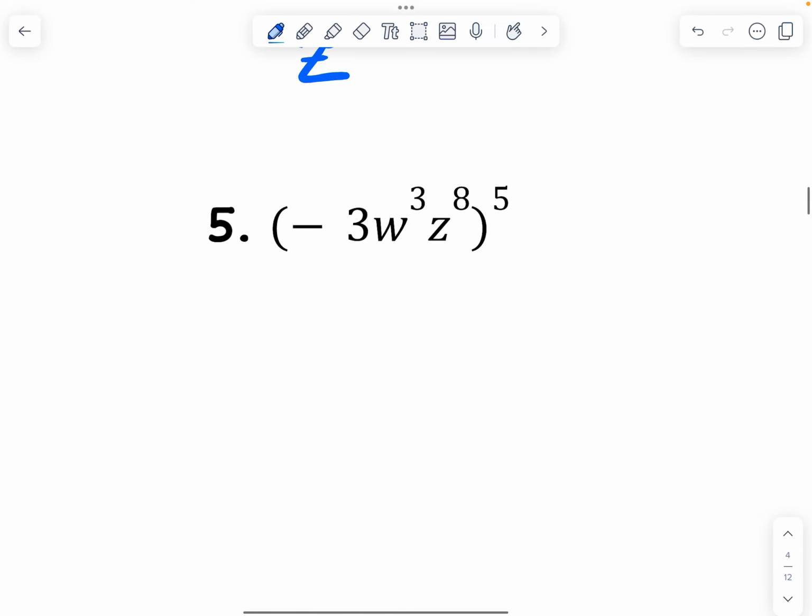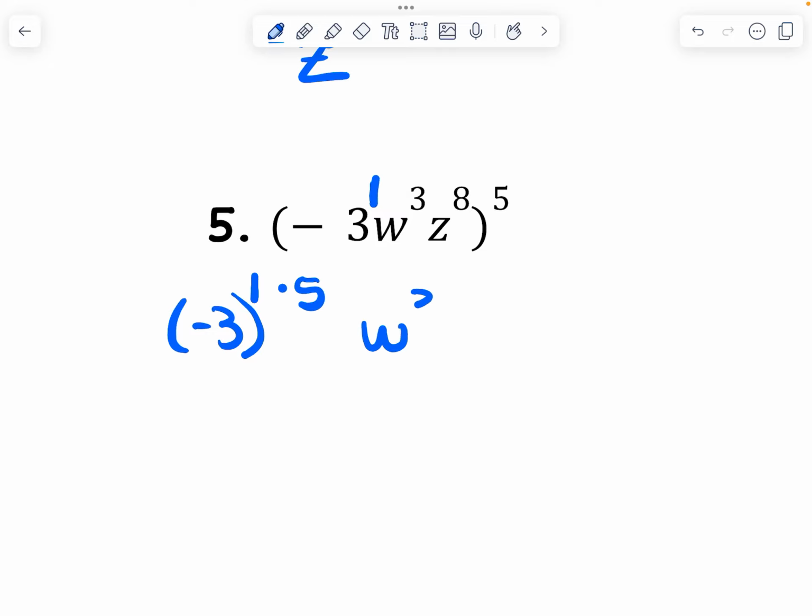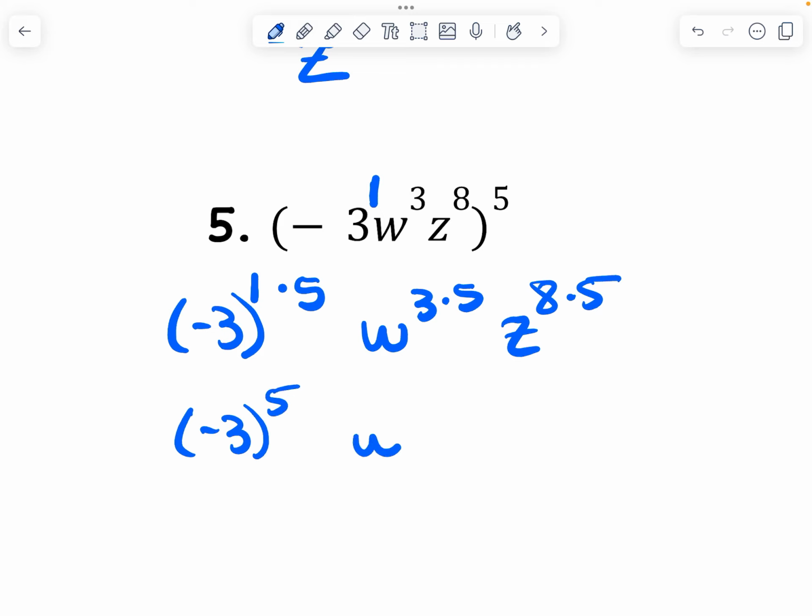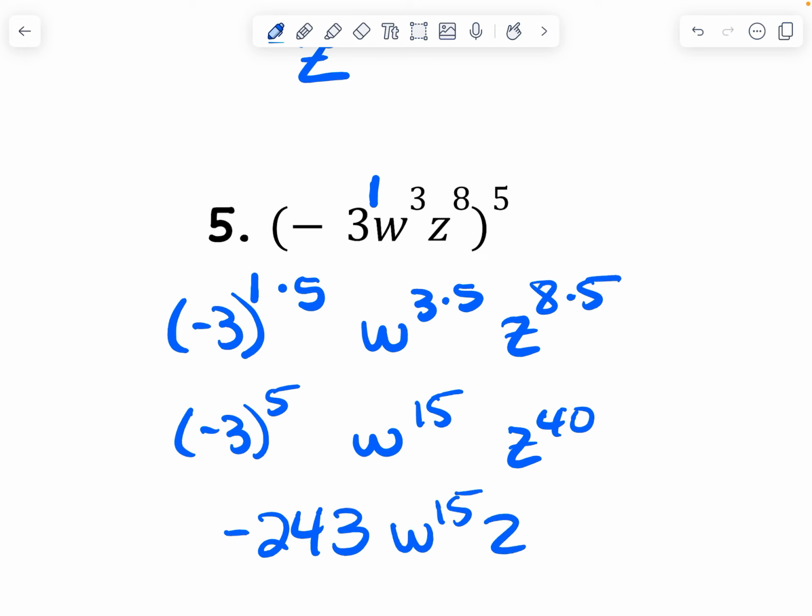Okay, now, negative 3, exponent of 1 times 5, w 3 times 5, z 8 times 5. So this is negative 3 to the 5th power, w to the 15th, z to the 40th. So to the 5th power, it's going to get me negative 243, w to the 15th, z to the 40th.